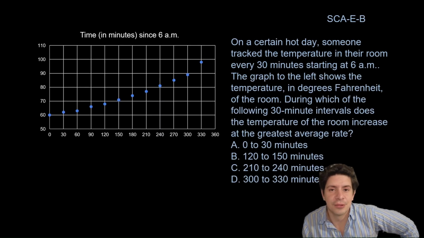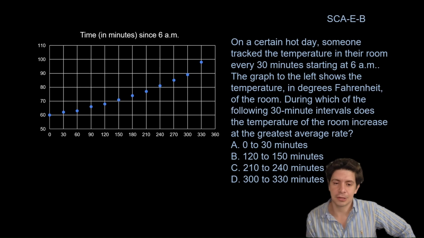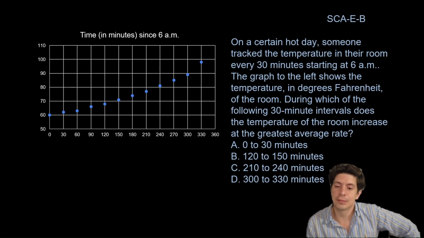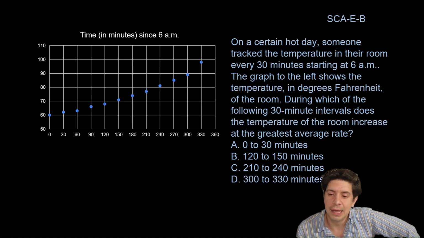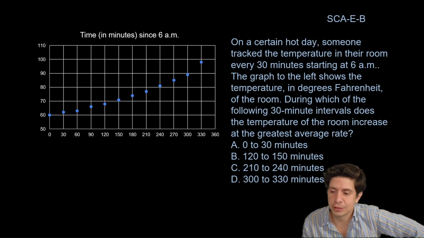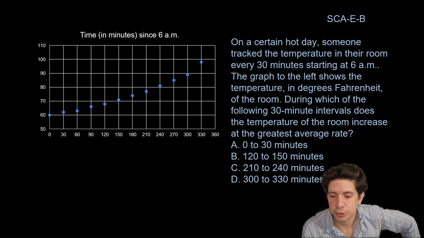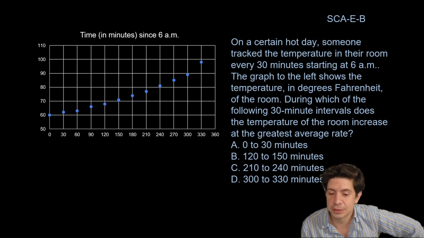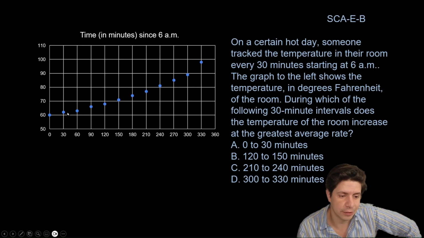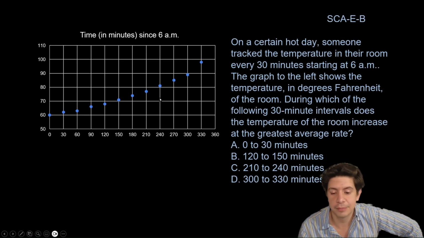All right, so here's another one, scatterplot EB. It's all about interpreting a scatterplot here. On a certain hot day, someone tracked the temperature in the room every 30 minutes starting at 6 a.m. The graph to the left shows the temperature in degrees Fahrenheit of the room. During which of the following 30-minute intervals does the temperature of the room increase at the greatest average rate? So we just look at these dots. So every 30-minute interval, when does it jump up? Instead of trying to look at all of them and find the biggest one, let's compare.